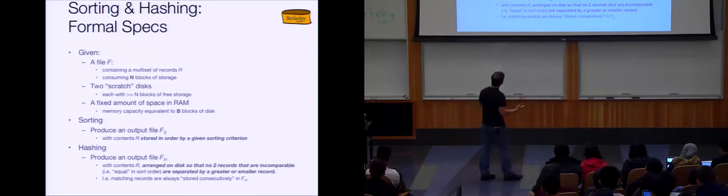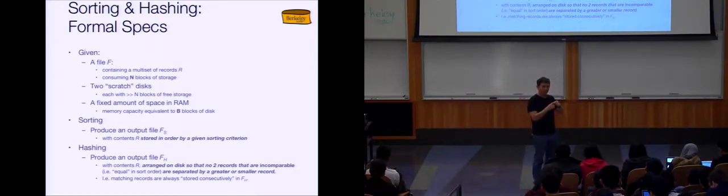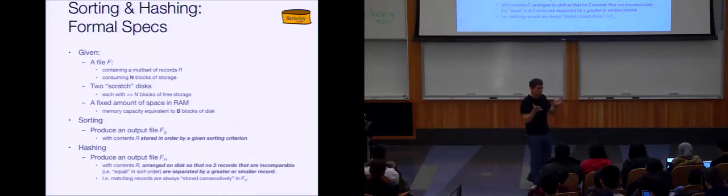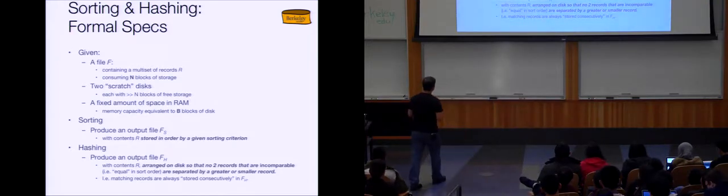And we're going to have a fixed amount of space in RAM, which is going to be smaller than n. Let's call it B. It's going to be measured again in blocks. So that is the unit of transfer from the disk. 64K is, again, a good number to keep in the back of your head as the unit of transfer. It's typical for today's disks.